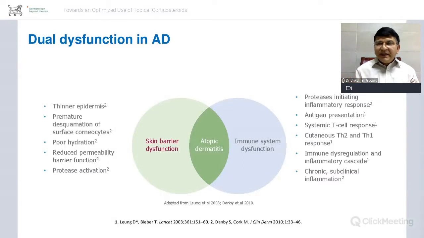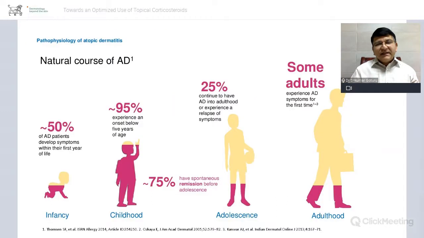And we are probably dealing with a highly heterogeneous condition, and you may have different ways in which it presents. So we know that the most common presentation is right from childhood. Nearly 50% of atopic dermatitis patients develop it within the first year of life, right in infancy. 95% experience it below the age of 5 years also.